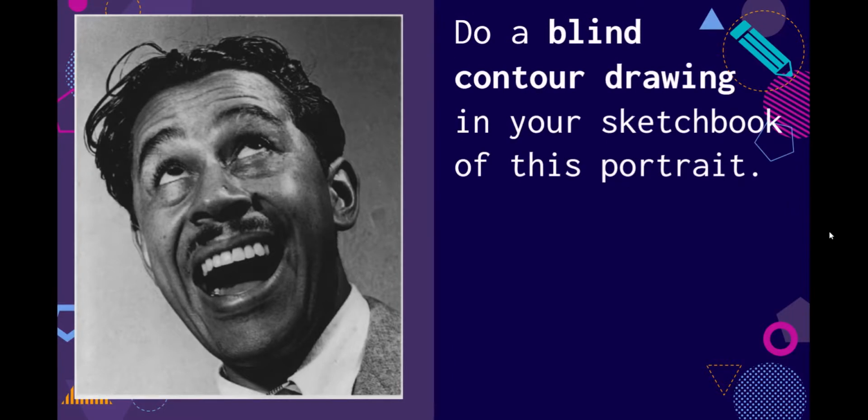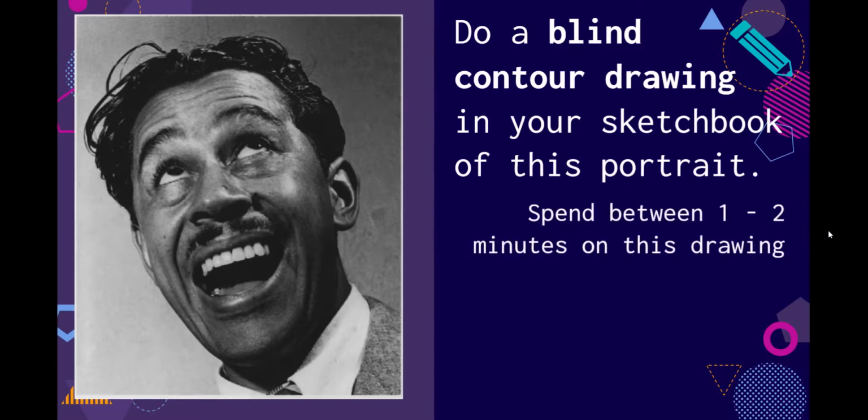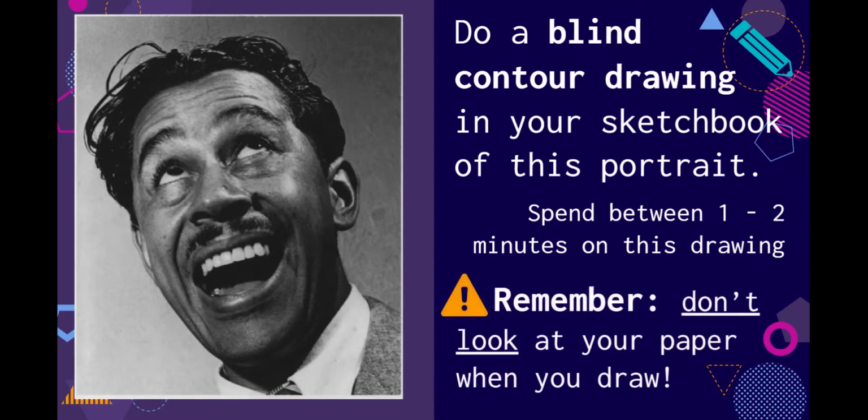So this is the same picture you just saw me do a blind contour from. We want to spend between 1 to 2 minutes on this drawing. And remember, it's a blind contour, so you don't look at your paper when you draw. So you'll have your Chromebook in front of you with this picture up on your Chromebook, and don't look at your paper. It's kind of tough, but try your best to not even glance.